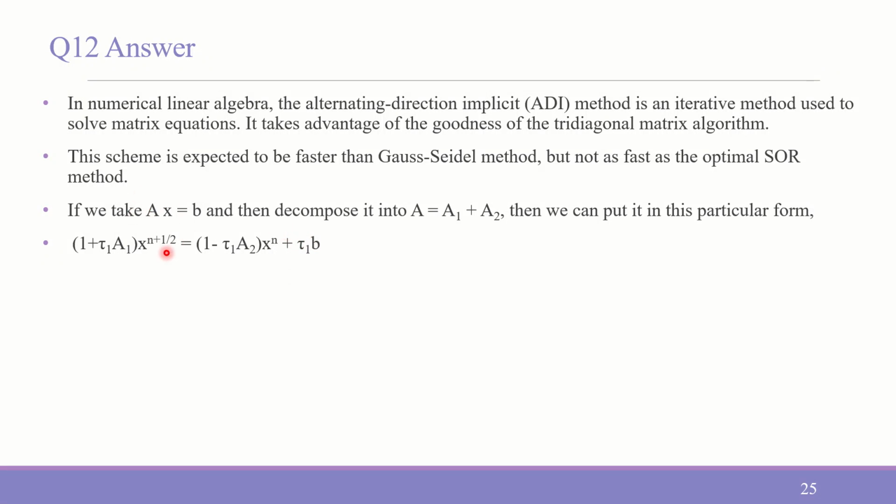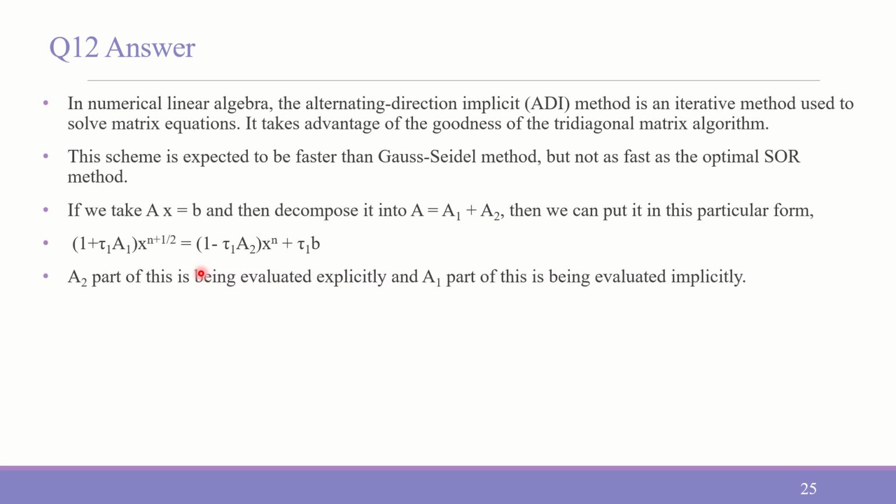Here we are using the n plus half time step. So this A1 part is being treated implicitly, and the A2 part is treated explicitly. A2 part of this is being evaluated explicitly and A1 part of this is being evaluated implicitly.